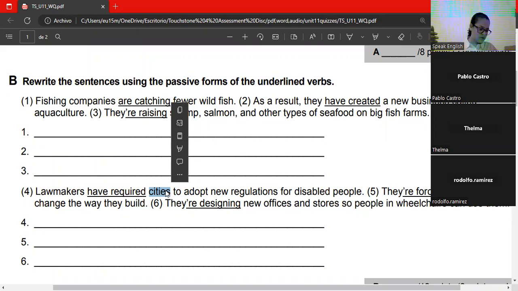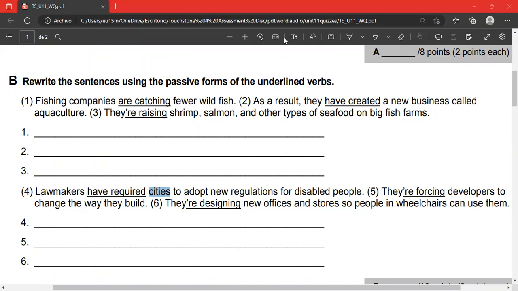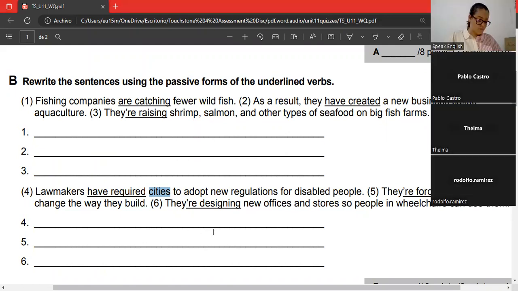But in this case, teacher, in number 5, they're forcing, their forcing is the verb are. In this case, this is a question, will be are being forced. Is correct, yes? Yes, that is correct. Okay. And the last one: people in wheelchairs can use offices and stores that are being designed by them.